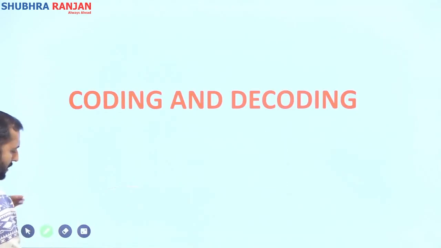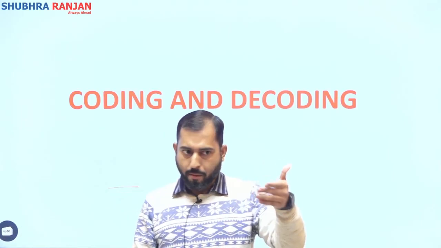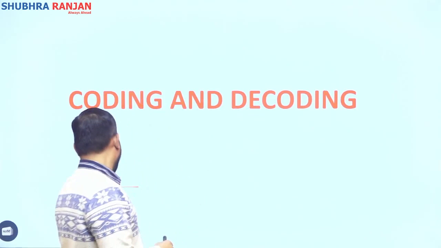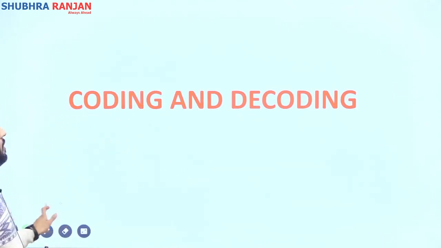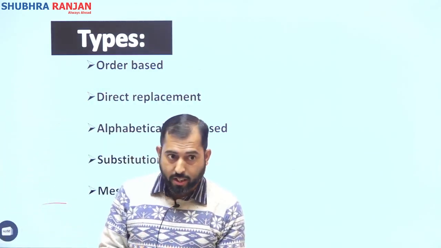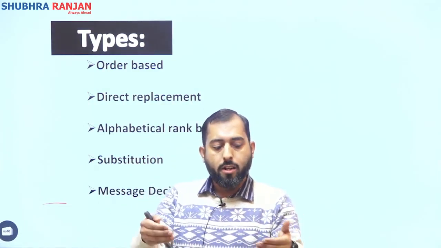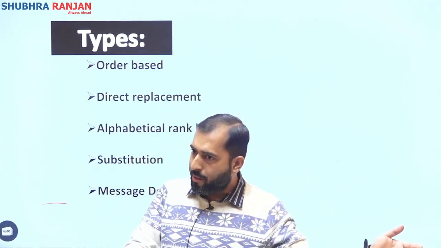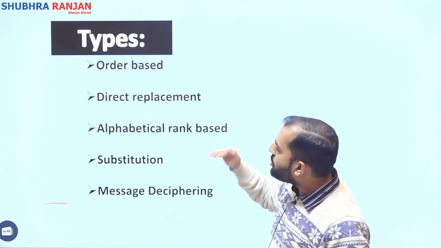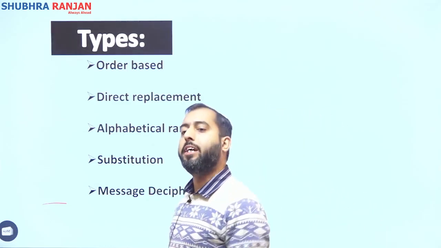Coding and decoding is nothing but a methodology to encrypt information and to decrypt it. As a matter of fact, there is no classification, there is no type. I cannot say there are certain types of problems in this chapter. But through analysis, I have divided this chapter into 5 major types, so let's discuss these types one at a time.